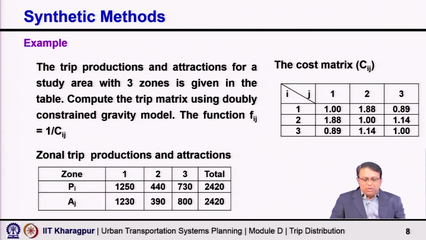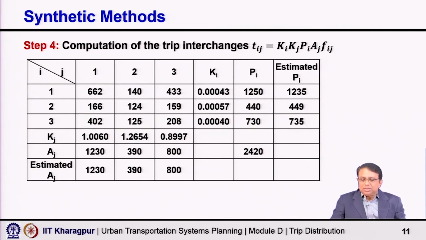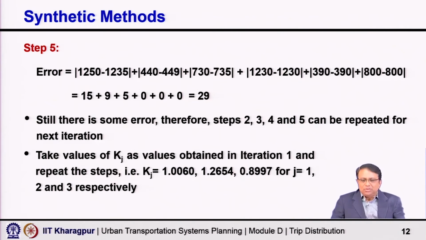So, Pi is 1250, attraction is 1230 for zone 1. Now, the estimated production is 1235 instead of 1250, and the attraction has matched, because we have used the final Aj values, so that will balance. So, that is a match. But we are still not happy, because when we calculate the error, we find there is still an error. So, what do we want to do now? We want to go back again, as there are still errors.